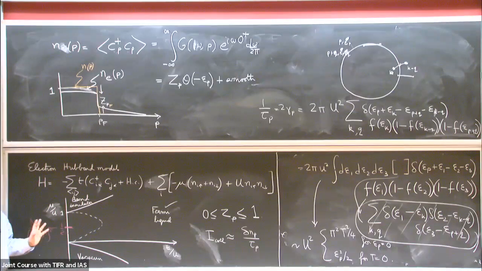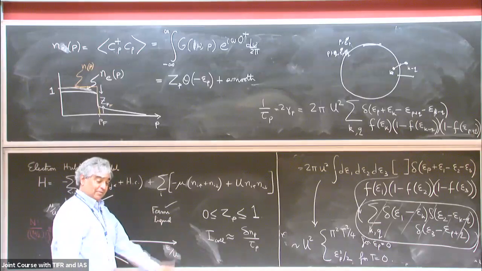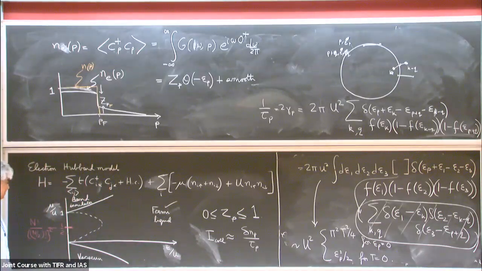So the system is an insulator because the charges are localized, but the spins are now coming in, and we have no idea what the spin state is. In fact, it's hugely degenerate. So what we have to do now is to understand how this degeneracy is lifted in the spin space.